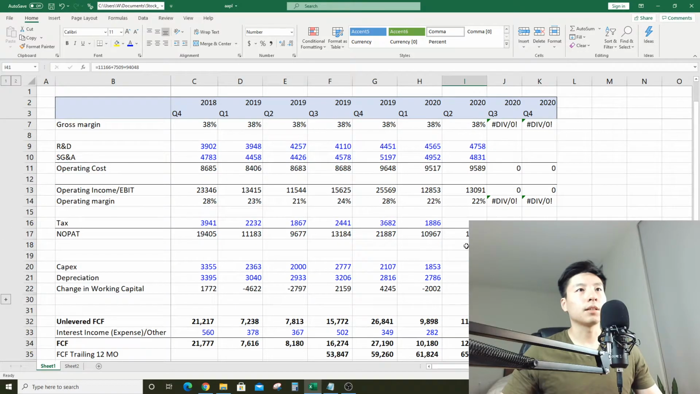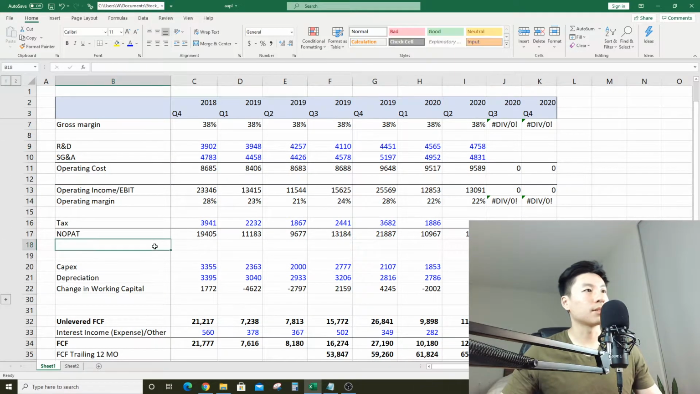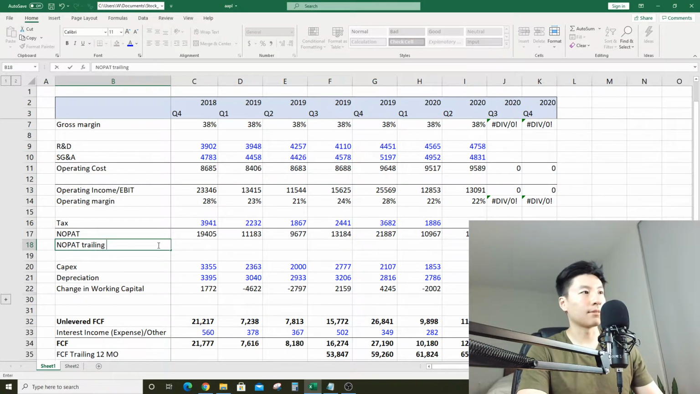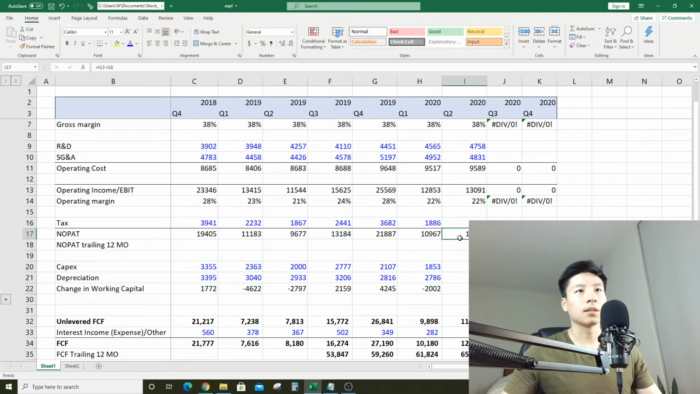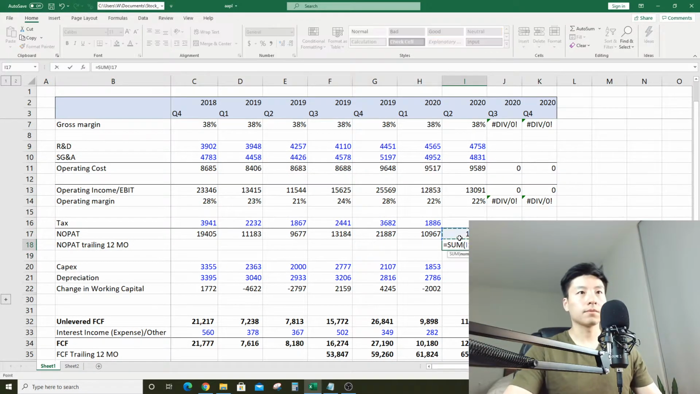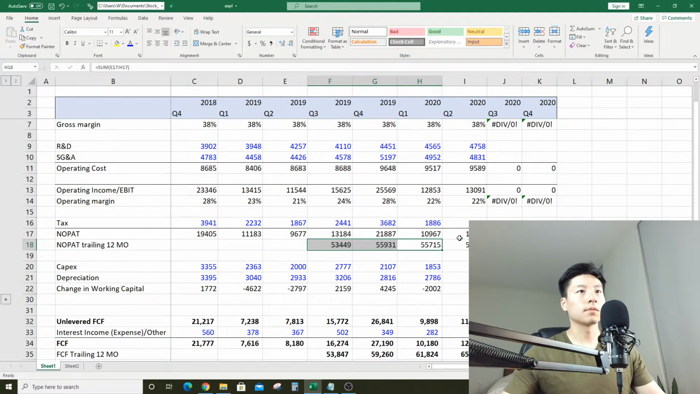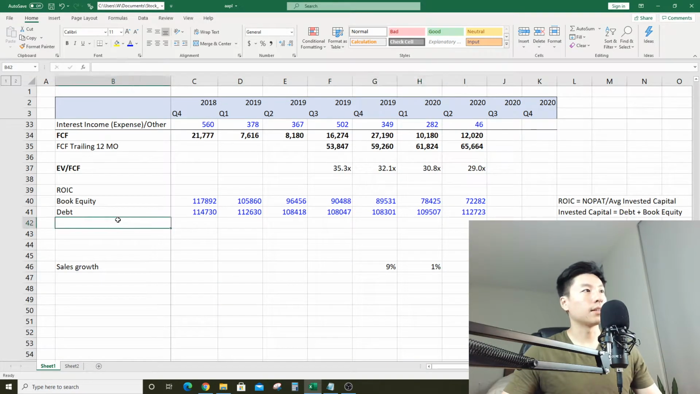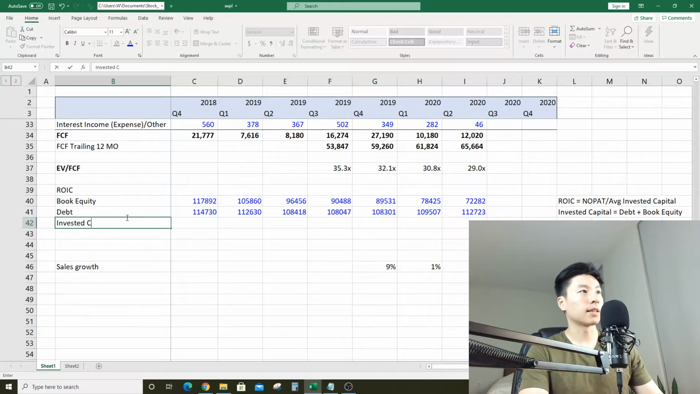So let's build in a few formulas. On the numerator side, we need to know NOPAT, trailing 12 month, right? We look at everything in 12-month increments. And then let's calculate invested capital.